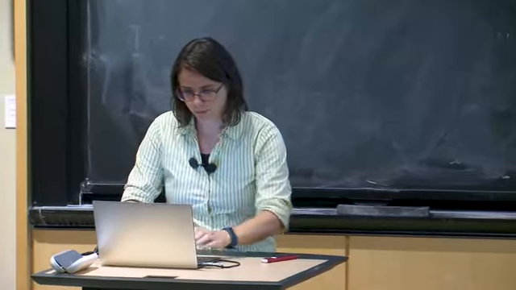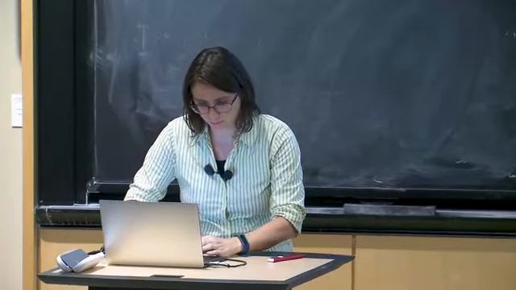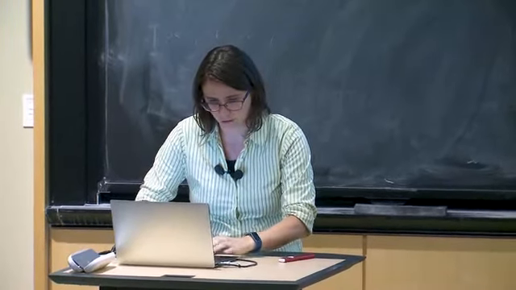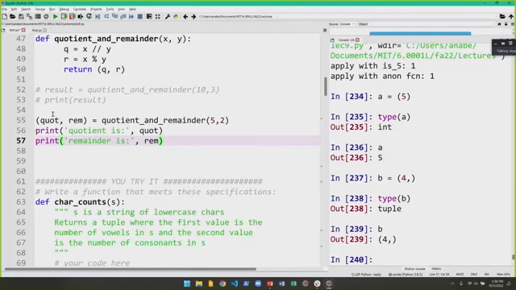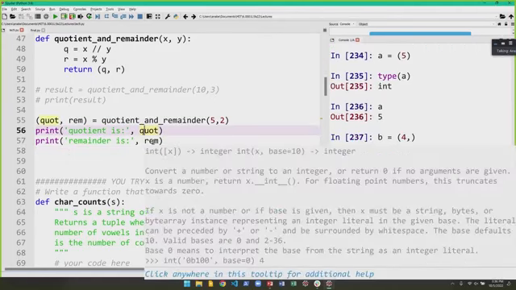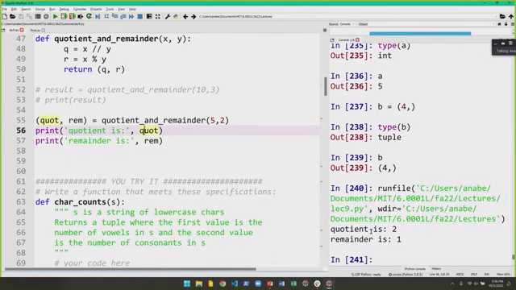And so what that means for us in terms of the code is we can then do whatever we'd like in the remaining part of the code, assuming that quote and rem are just regular variables. So here I'm just showing that you can print them out in these print statements. So here I have quotient is 2 and remainder is 1 as these two lines of code here.